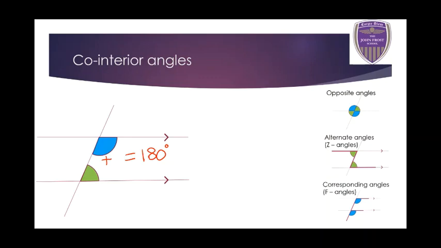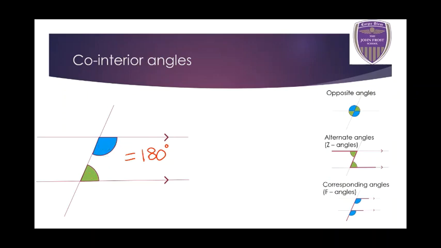So for example, if this top angle was 100, this bottom angle would have to be 80. If the top angle was 110, the bottom angle would have to be 70. Okay, so these co-interior angles, they always add up to equal 180.